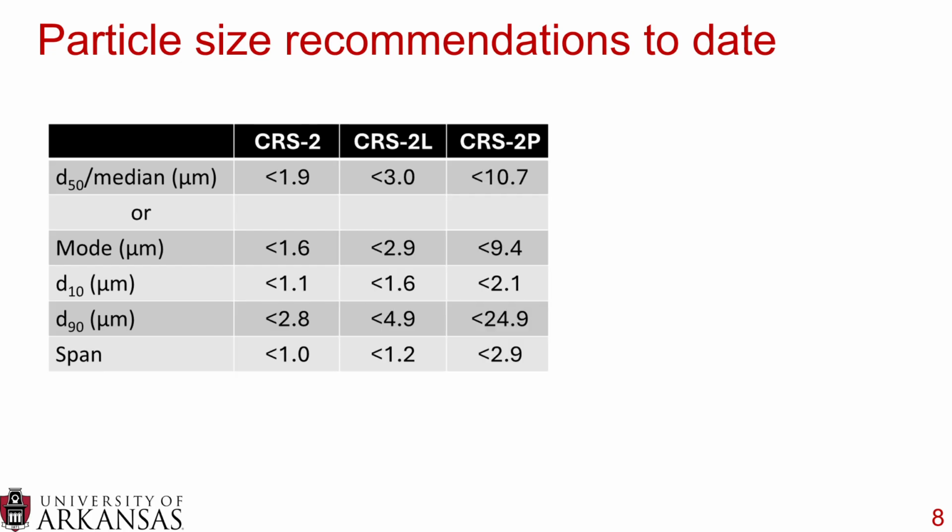Here are the numbers for the CRS-2L and the CRS-2P. You can see as you modify the binder or you modify the emulsion, the particle size recommendations increase, and they're quite a bit higher for the polymer modified asphalt binder, the CRS-2P, versus the latex modified asphalt emulsion, the CRS-2L. Now it is worth noting that the CRS-2L, that latex, is actually an emulsion itself, so we have an emulsion within an emulsion. So there are things going on there.